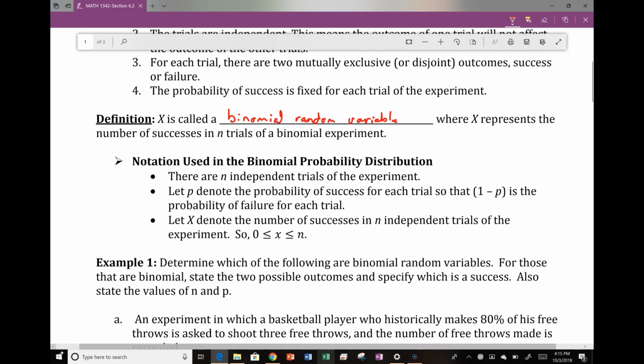n is always going to be the total number of trials. It's always been our sample size, lowercase n. p, lowercase p, is the probability of a success. And then if you recall that all probabilities have to add up to 1, so 1 minus p will be the probability of a failure. Because remember, you either have a success or you have a failure. You can't be in between.